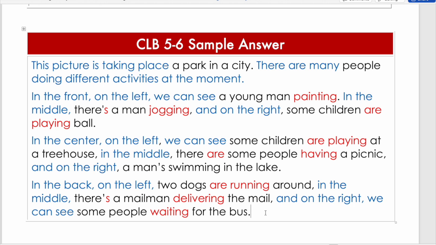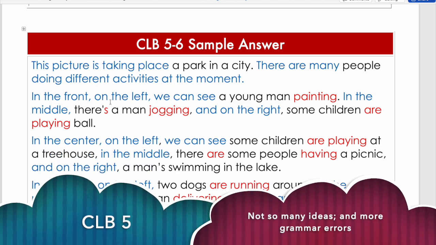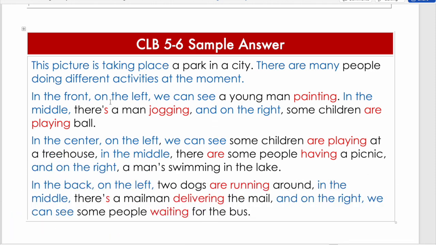Just one more thing. The level 5 does not say this much, okay? The level 5 can't say this much. And the level 5 will make many errors in grammar. With is, with are, with he, with she, with sentence structure. So the more mistakes you make, the lower your score, okay? And with pronunciation as well. But level 5, you don't need to give so many ideas. Maybe only in the front and the center. That would be good.